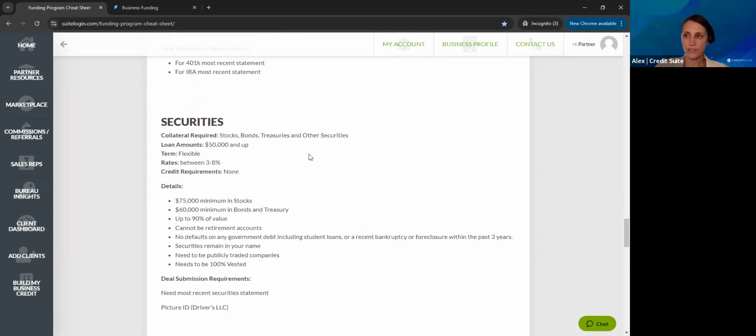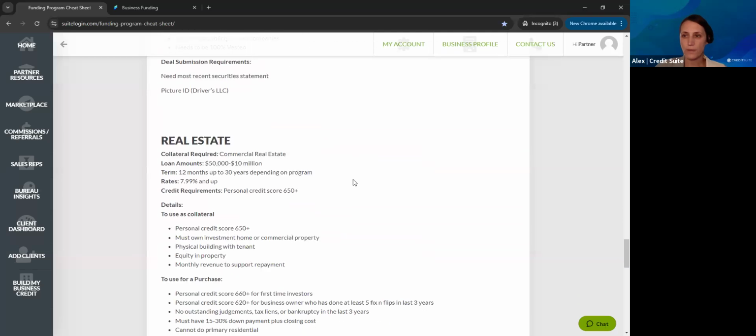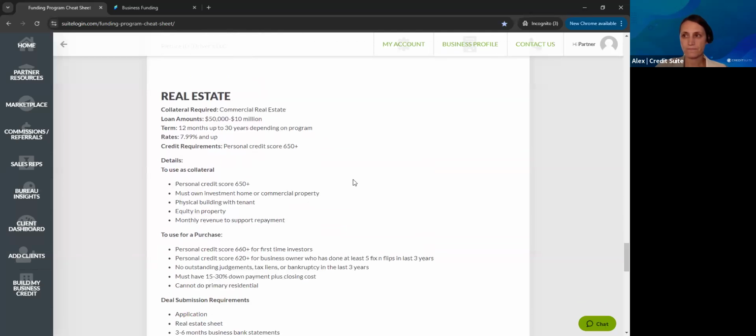And then we also have securities. If they have those items, they can look into borrowing against that too. So there's multiple options for people who are new in business.